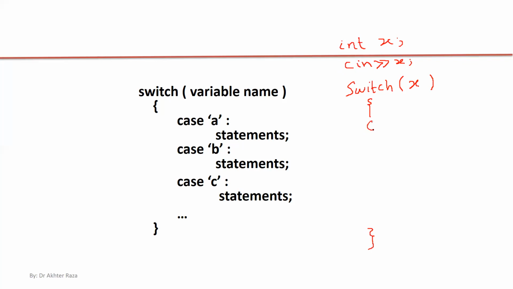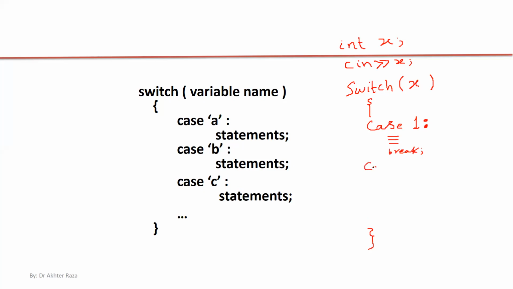Now you have to write down case 1, and you have to place a colon. This is the small letter case, the value which you want to test, and the colon sign. Then the actions to be taken if case 1 is true. And then you have to write down a break here. What will break do? Break will take you outside the switch statement.